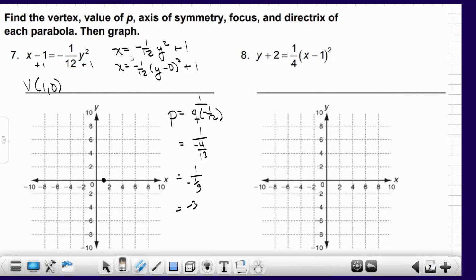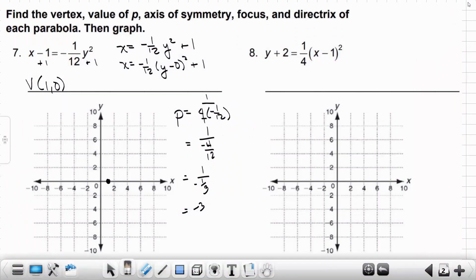So my p-value is 3, which means I've got something going on here at 4, and I've got something going on here at -2, because I go 3 away in both directions. One of those has got to be the focus, and one of those has got to be the directrix. Which way did we say it opens? Left. It opens left, so therefore, this is my directrix, and this is my focus.